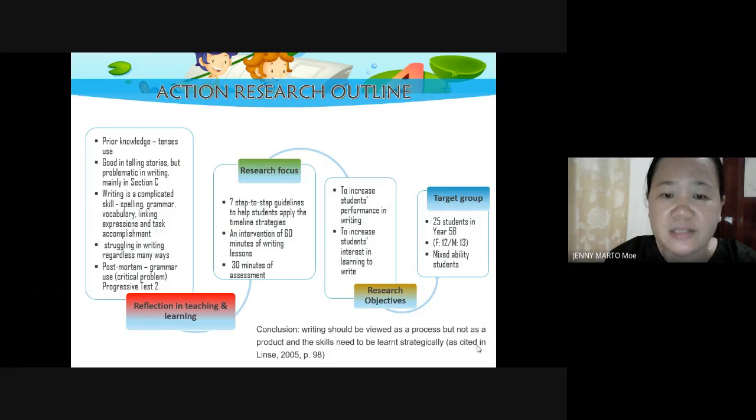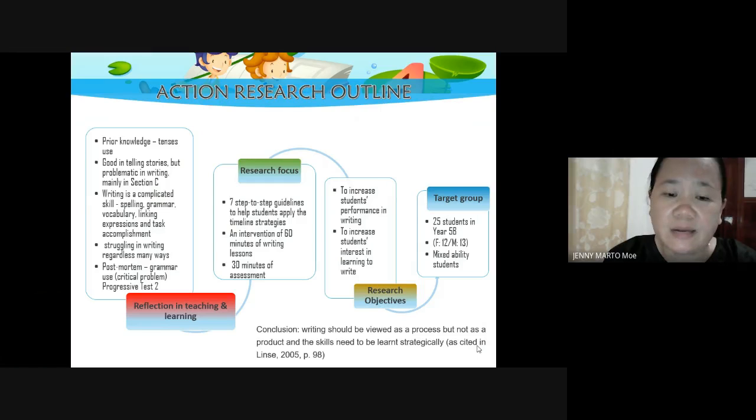For my research focus, I'm going to discuss the 7 step-to-step guidelines to help students apply the timeline strategies. Then I will discuss an intervention of 60 minutes of writing lessons and 30 minutes of assessment. These are my research objectives: to increase students' performance in writing and to increase students' interest in learning to write. The target group is 25 students in Year 5B, 12 female and 13 male. They are all considered mixed ability students.